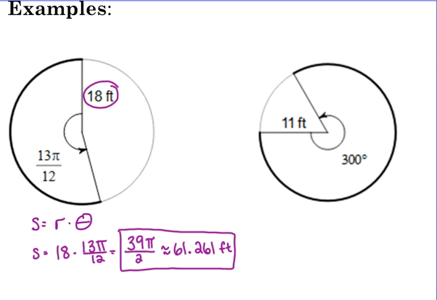Okay, let's do one with degrees. Again, we did this a couple of weeks ago, but just reviewing it, let me write it in general form first. You put your angle over 360 and you multiply it by the circumference. Remember, if we have the radius, circumference is 2 pi times the radius. So specifically for this example, our angle is 300 over the total of 360 times the circumference. So 2 times pi times the radius of 11.